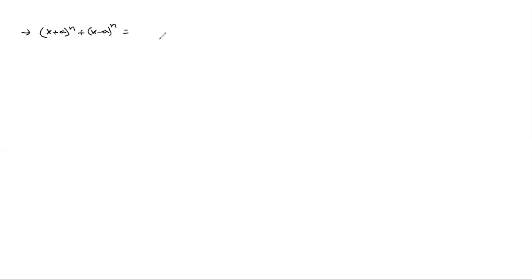If you expand and cancel the possible terms, then you'll get 2 times [nC0 x^n a^0 + nC2 x^(n-2) a^2 + nC4 x^(n-4) a^4]. In that manner, we will get the terms for this expansion.